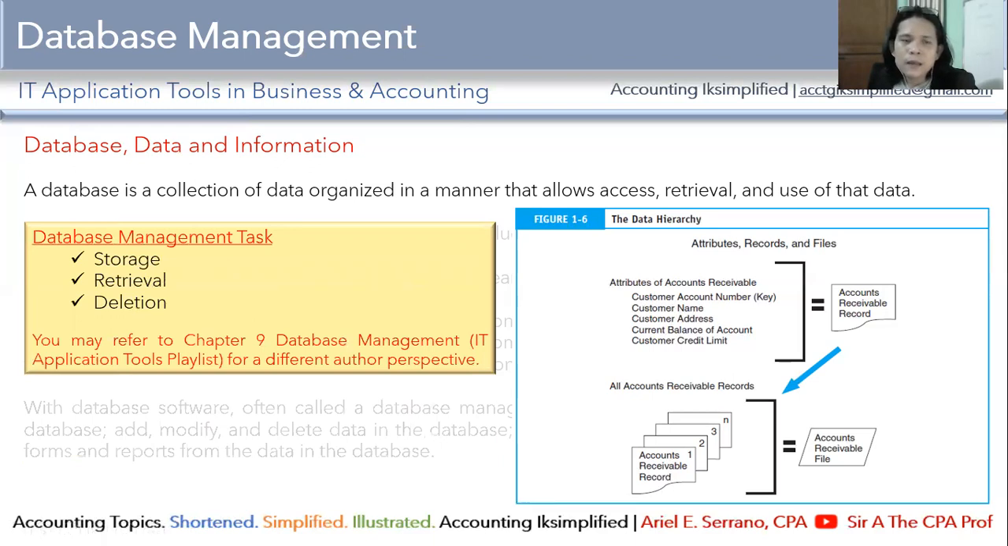Now, as an additional on database management, although we will later on deal with this one, we can categorize the tasks in data management into 3. Okay, storage, retrieval, and deletion. Pag storage, that is the process of keeping the files. Okay, keeping the records, keeping our data and information. Retrieval is the process of getting from it when it is needed. While deletion is the process of removing it permanently.